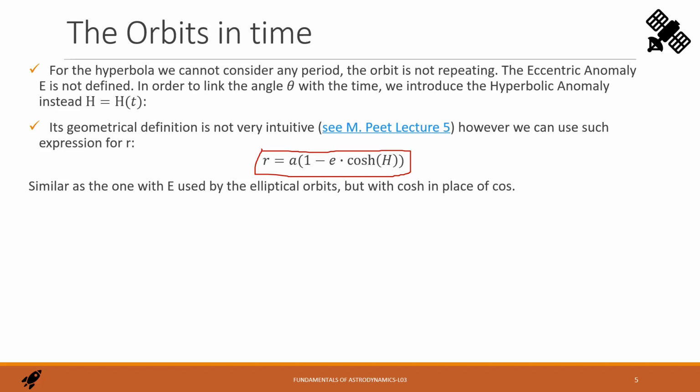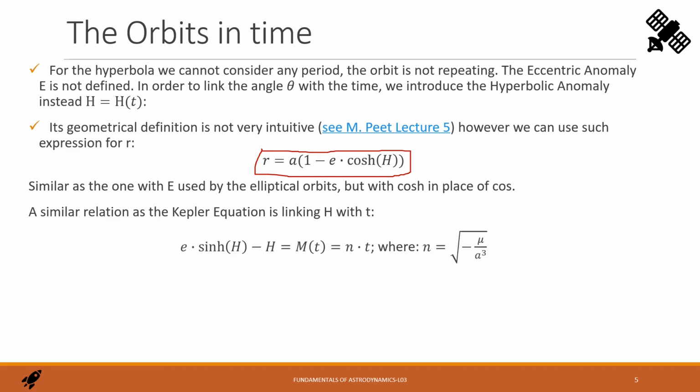Moreover, there exists a relationship between the hyperbolic anomaly and the time that is formally similar to the Kepler equation of the elliptic orbit that we write here below. The differences are three. The hyperbolic sine appears in place of the trigonometric one, then the left-hand side has opposite sign, and the argument of the square root has a negative sign, so that its value is positive. We remember that a is negative for the hyperbola.